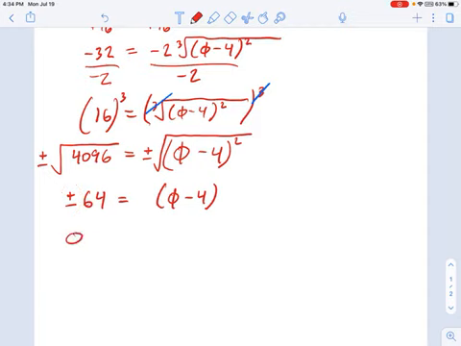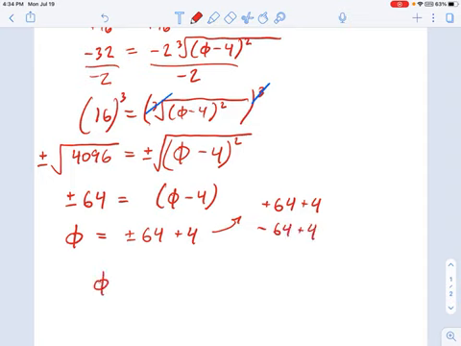That means, just rearranging it a little bit, phi equals plus or minus 64 plus 4. I added this 4 to each side. So that's going to give us two possible answers. One of them is positive 64 plus 4. The other is negative 64 plus 4, which means, as our solution, phi equals 68 and negative 60. We have two solutions for this equation.